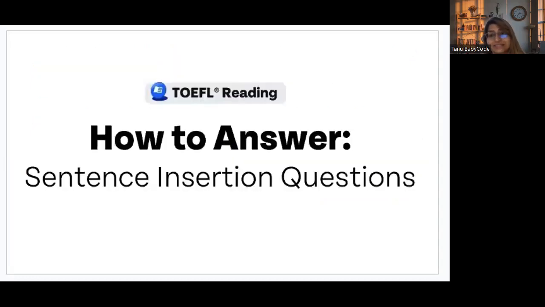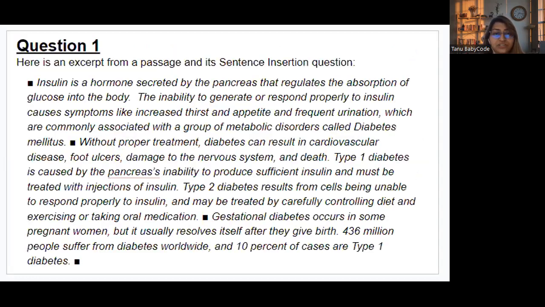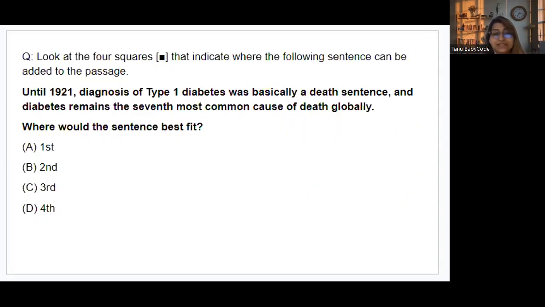Now, how to answer the sentence insertion questions? Let's do one exercise based on this. Question number 1, this is a passage. 4 black squares, 1, 2, 3, and 4. And you have a prompt sentence here: Until 1921, diagnosis of type 1 diabetes was basically a death sentence, and diabetes remained the 7th most common cause of death globally. So where do you think this sentence best fits?